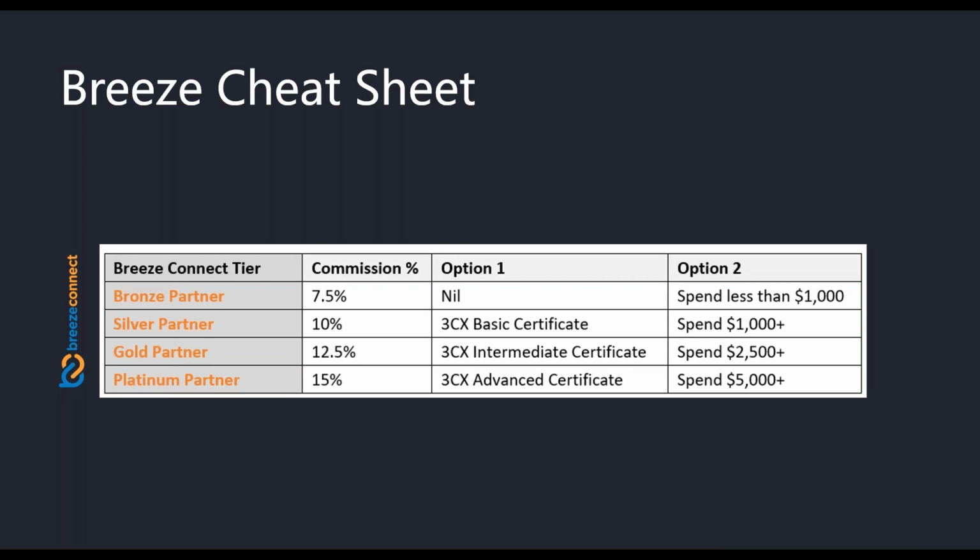Now, how you as a partner can benefit from getting customers to Breeze Connect. Breeze Connect offers ongoing commissions to their partners every month on all their customer invoices. By becoming a Breeze Connect partner, you get started with 7.5% commission, which you can ramp up to 15%. You can increase your commission tier either by increasing your 3CX certification level or by increasing your total monthly customer spend.